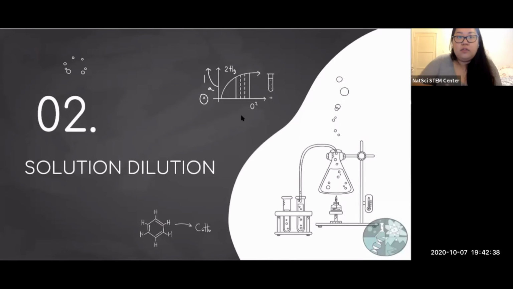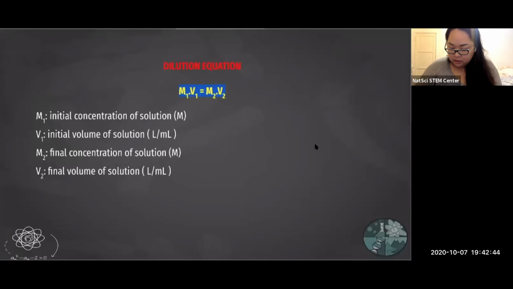So the next thing we're going over is solution dilution. Oh, Aaron left. I think his interview dropped maybe. So the dilution equation here is M1 times V1 equals M2 times V2. So it's just your initial concentration times your initial volume is equal to your final concentration times your final volume.